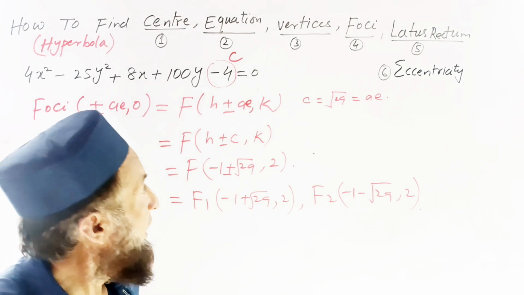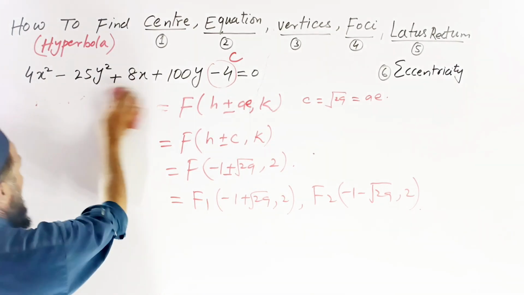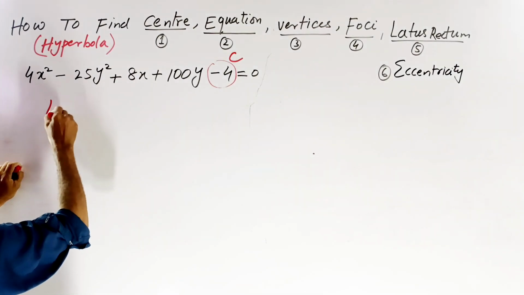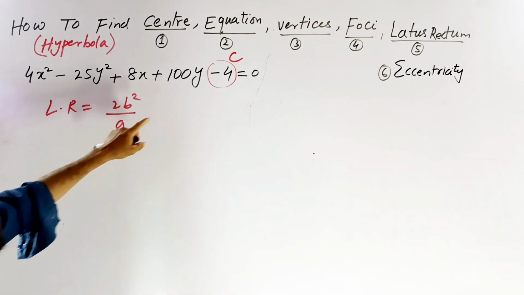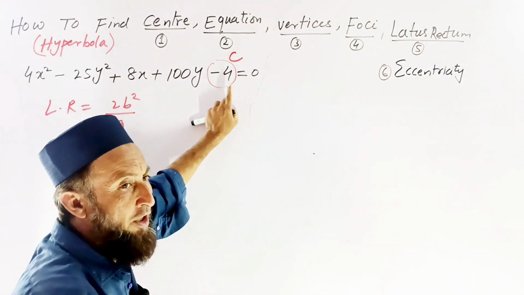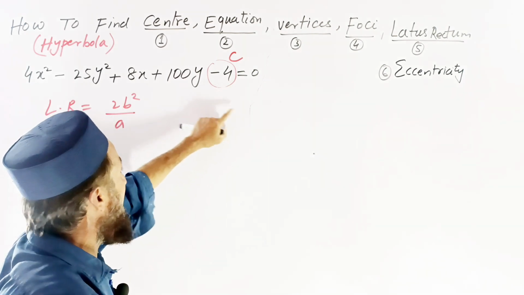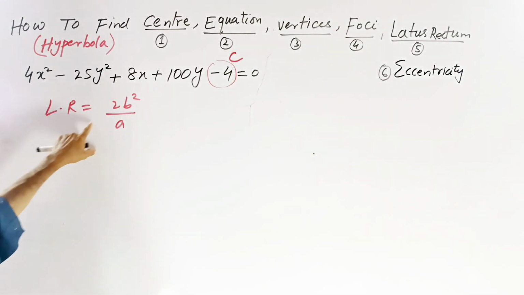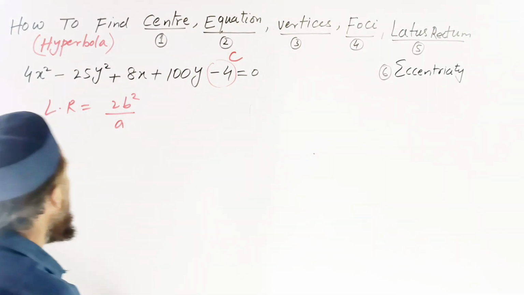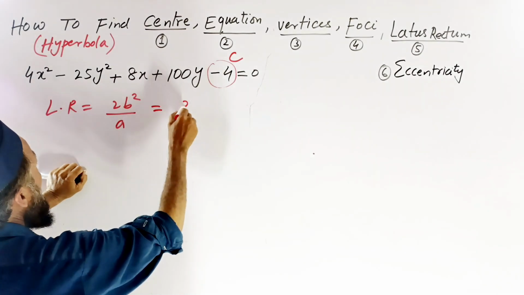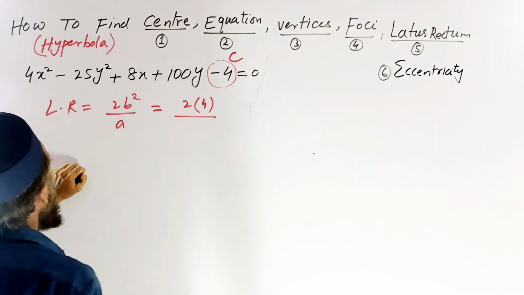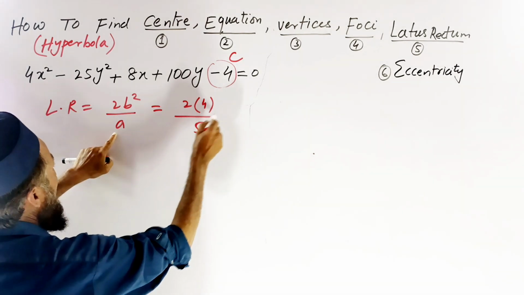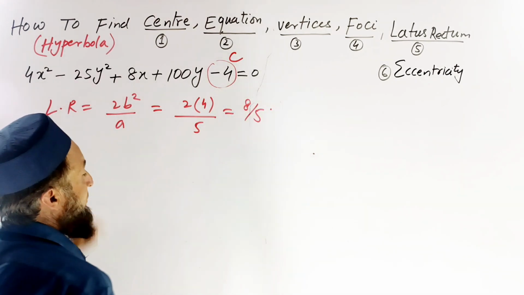Now fifth, we are finding the latus rectum. What is the latus rectum? The latus rectum is 2b square divided by a. Because the hyperbola is along the x-axis, the latus rectum formula is 2b square divided by a. Here b square is 4 and a is equal to 5, so that will be equal to 8 over 5.